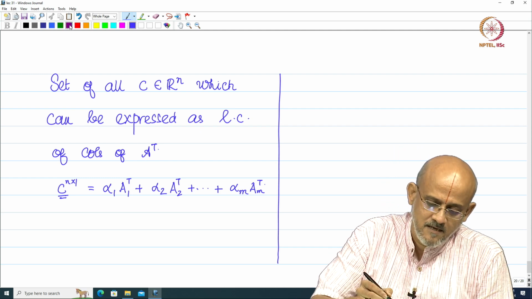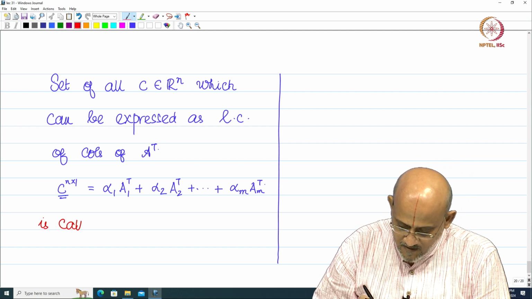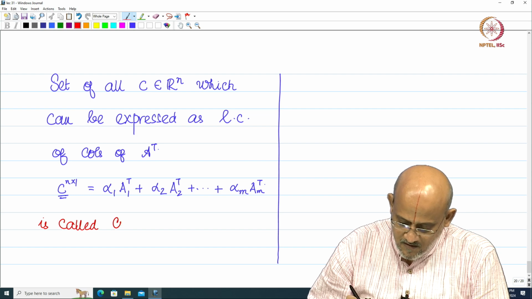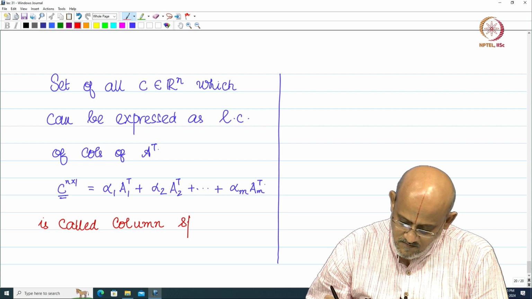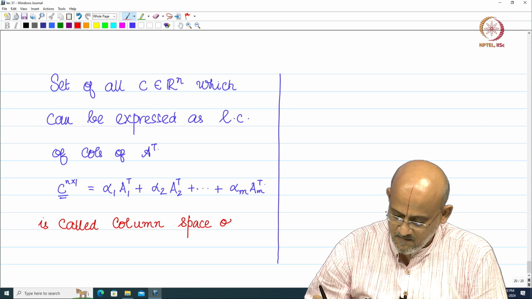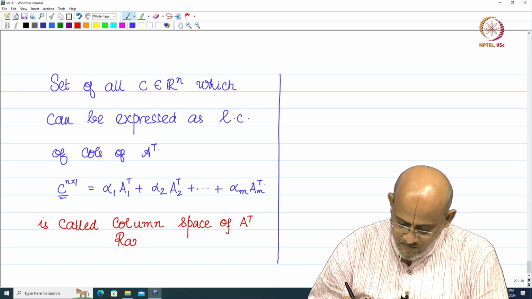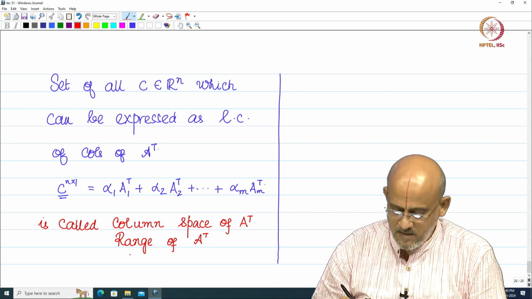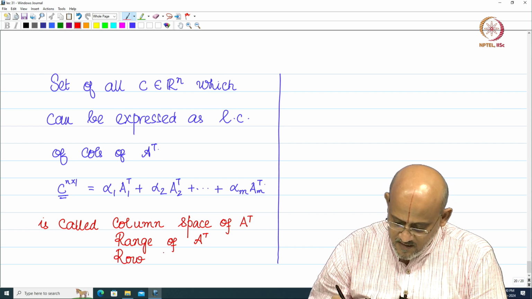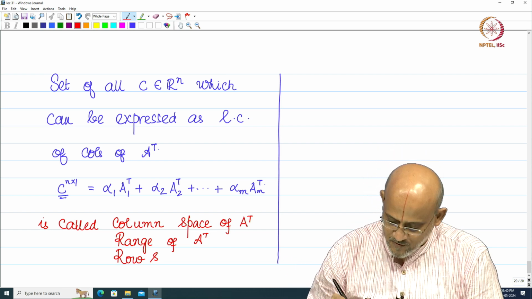We are going to call that the column space of A transpose. It is also called the range of A transpose, and it is also the row space of A, because the columns of A transpose are precisely the rows of the matrix A. So we are going to call this the row space of A.